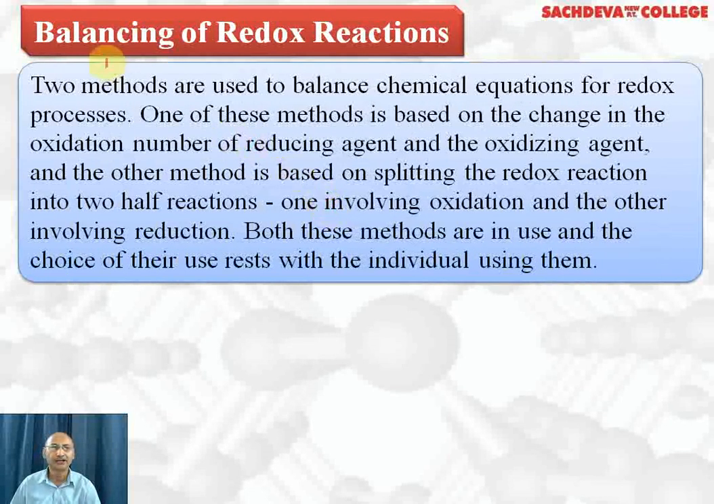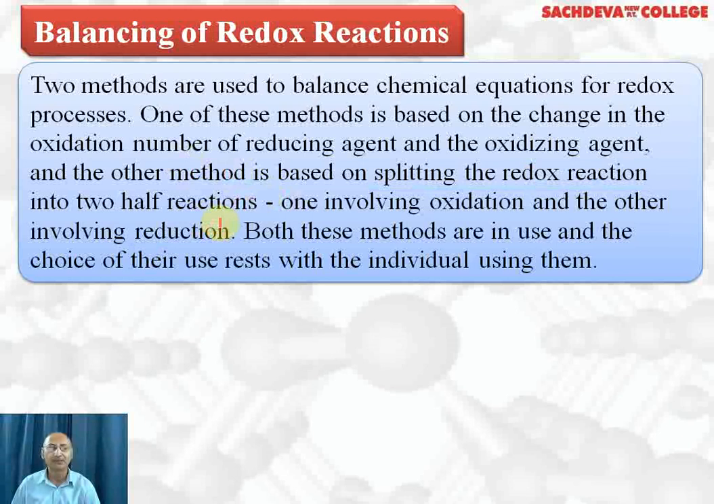Now we are going to take up balancing of redox reactions. There are two methods used to balance chemical processes. One of these methods is based on the change in oxidation number of the reducing agent and oxidizing agent. The other method is based on splitting the redox reaction into two half reactions. One will be the oxidation half, another will be the reduction half.